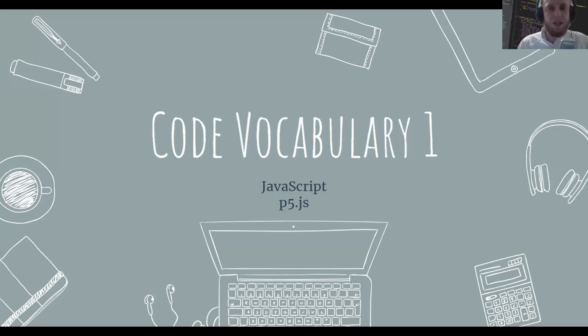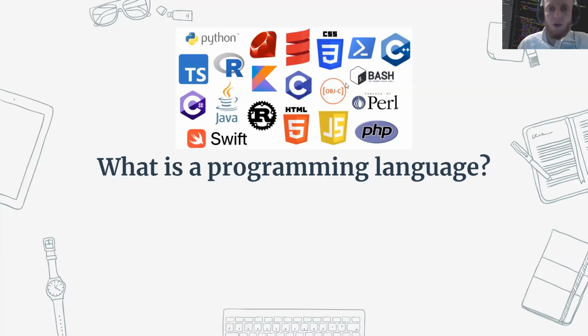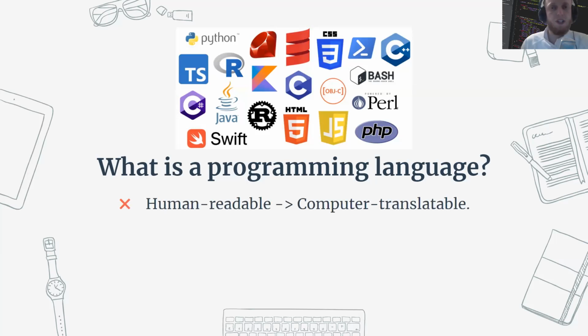All right, folks, today we're going to talk about some code vocabulary. We're using the language JavaScript in this class to program, and we'll be talking about some principles that apply to JavaScript and other programming languages. So first thing to mention is, what is a programming language? Well, it's a human readable language that's translatable to computers.